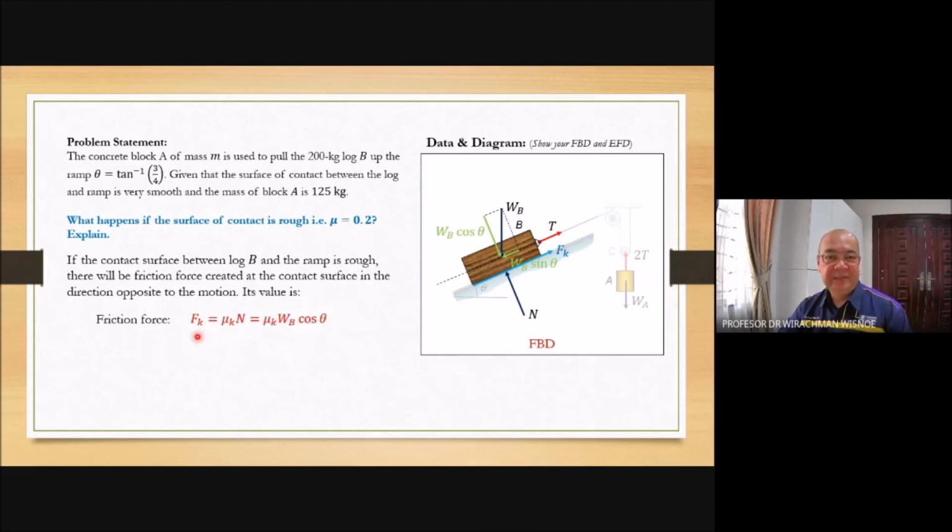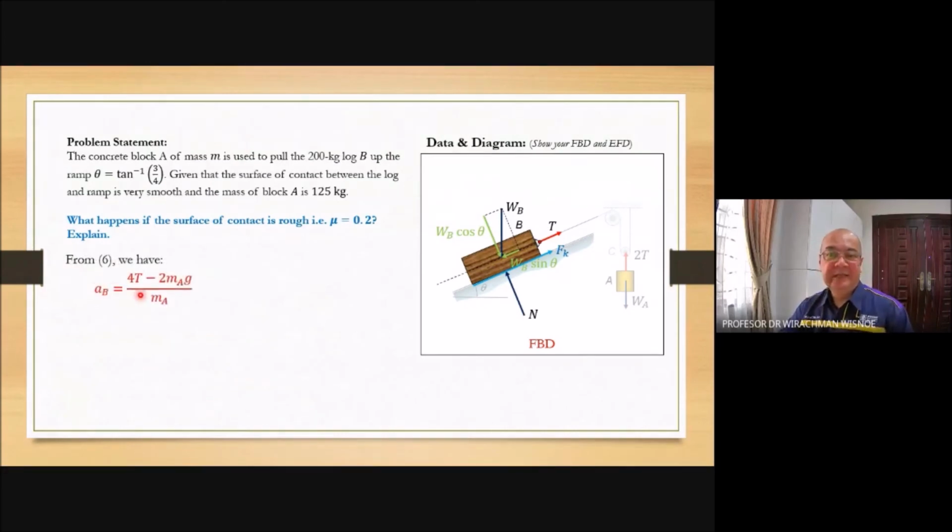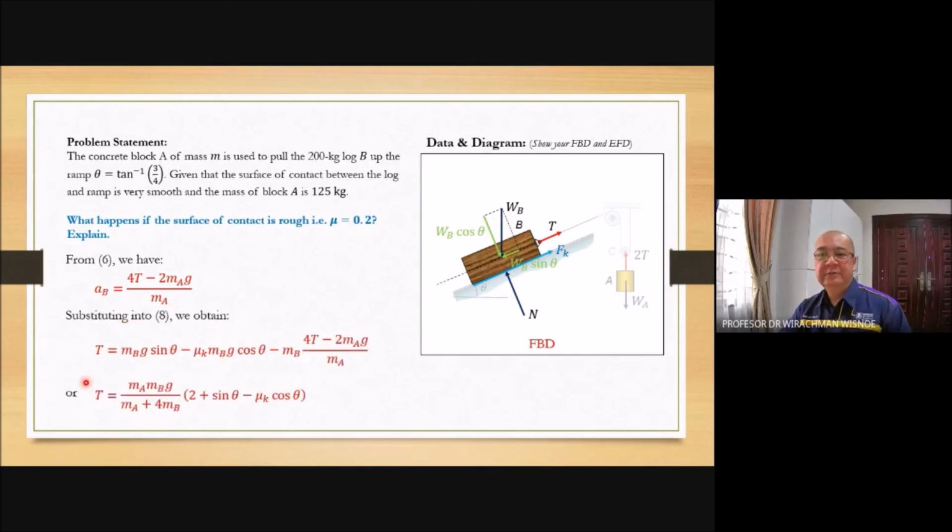The formula you have studied in statics: Fk equals mu k times N. N is the normal force, mu k is the friction coefficient. K means kinetic. Usually the value of the kinetic friction factor is smaller than the static. You return to the kinetic equations, and then I try to solve for AB. This is AB, just like the previous one. You obtain the value of T.